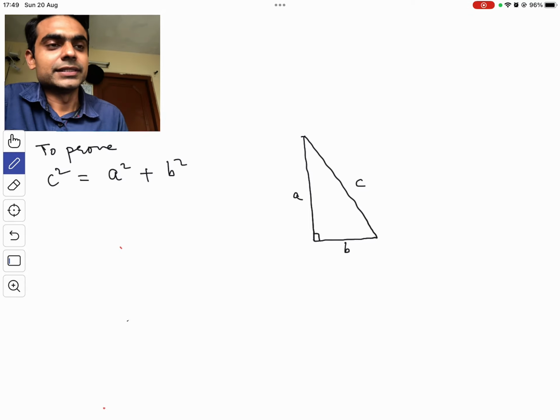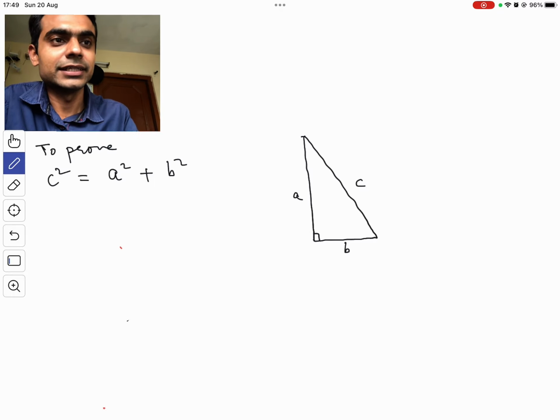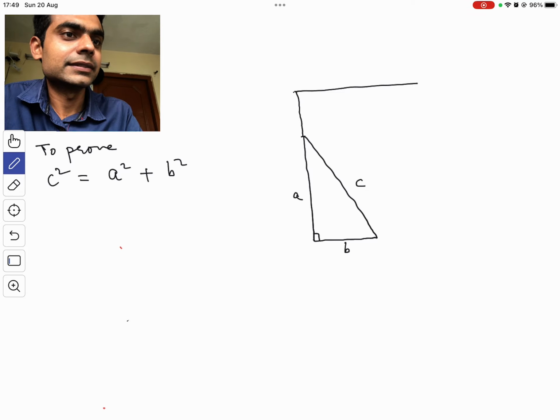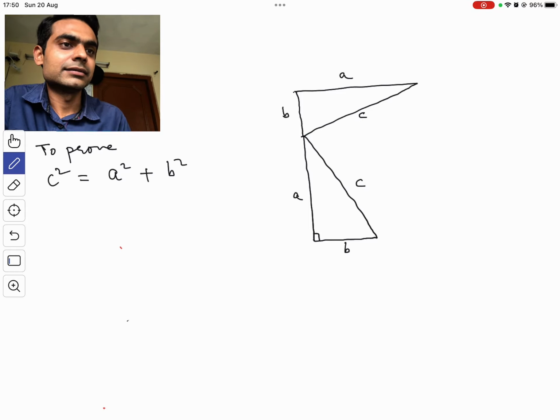So how can we prove this? Let's copy this, a congruent copy of this right angle triangle, and paste it at the top vertex of the triangle in such a way that the base comes here and the height comes in the horizontal position, right? So this is B, this is A, and this is C, right?